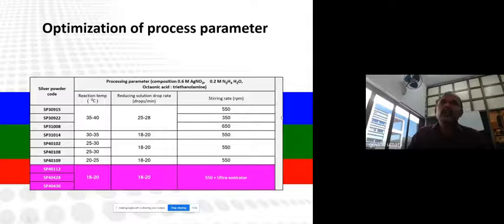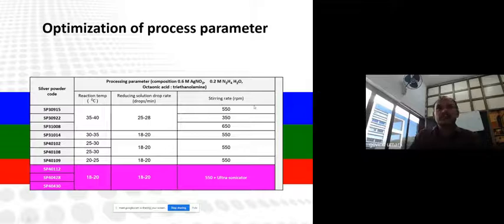Which parameters do we have to give to any industry? So we need to optimize first. Which parameters have we optimized in this case? We optimized the reaction temperature, then the reducing agent drop rate, which also controls the morphology and the grain particle size of your nanoparticle.